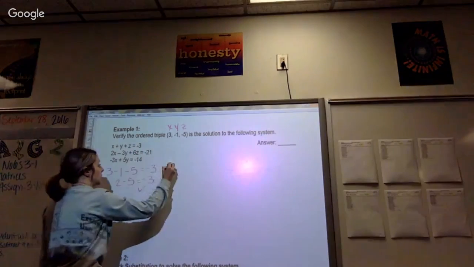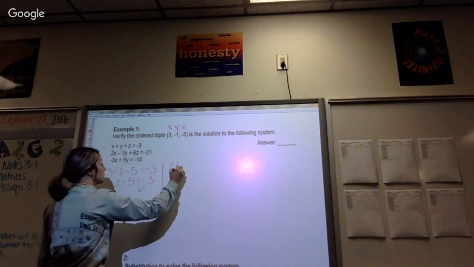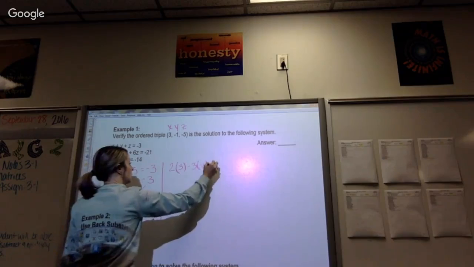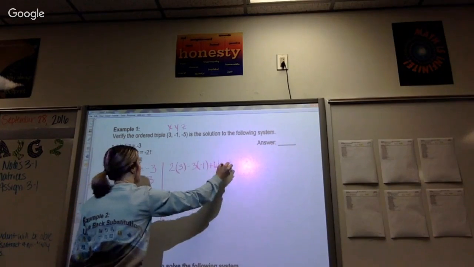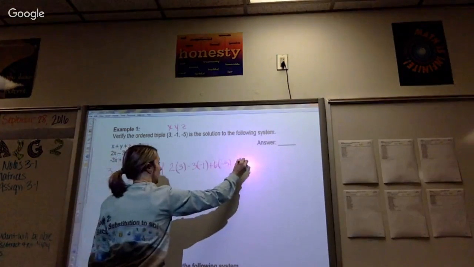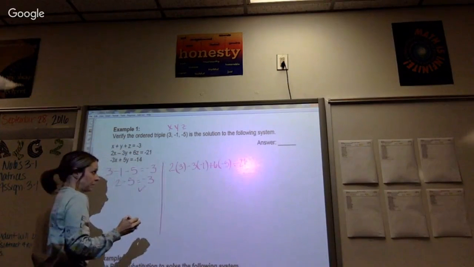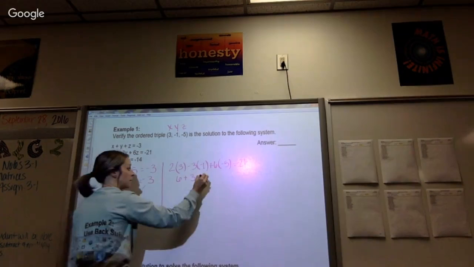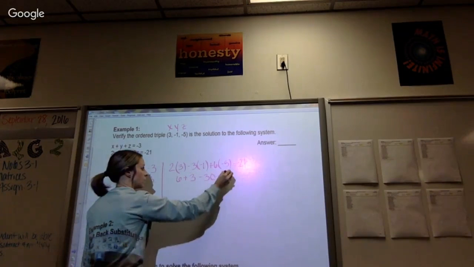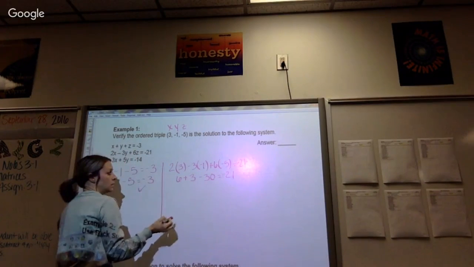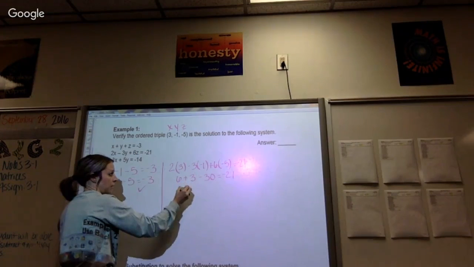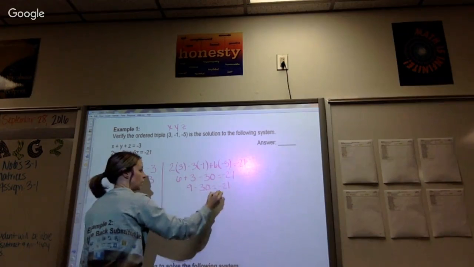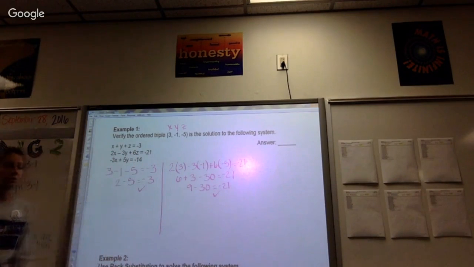So the second one, 2 times 3 minus 3 times a -1 plus 6 times a -5 needs to equal -21. So when you're multiplying, that would be 6 plus 3 minus 30 equals a -21. So adding from left to right, that would be 9 minus 30, which does give you a -21. So that one was also correct.